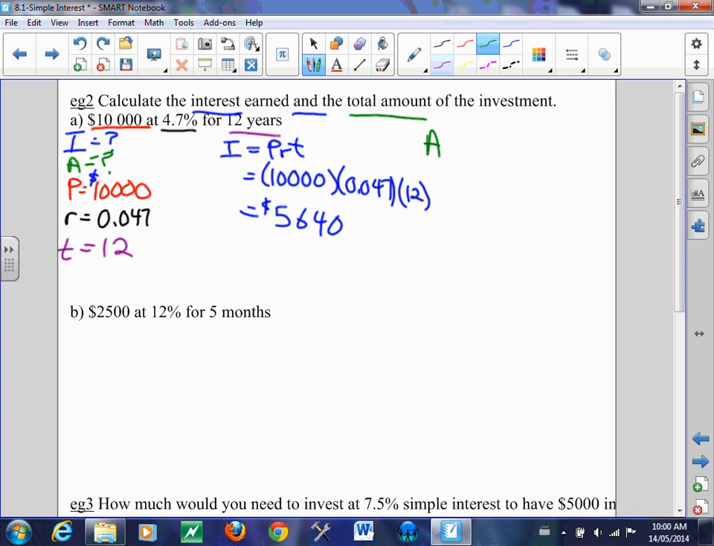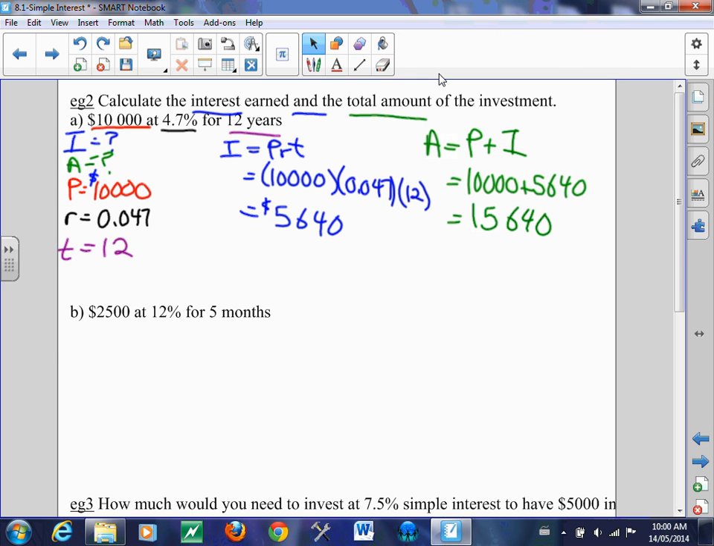is A. So A equals P plus I, because that's the interest amount. So the principal is 10,000, plus your interest amount, which is 5,640. Total those together, 15,640. And then you can do one combined therefore statement, but make sure you have it.